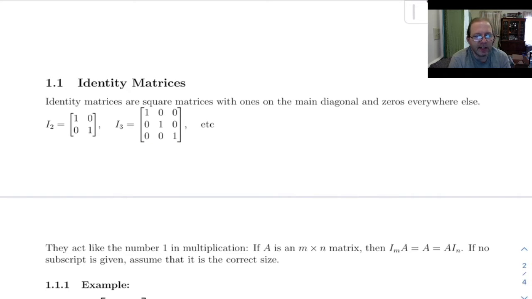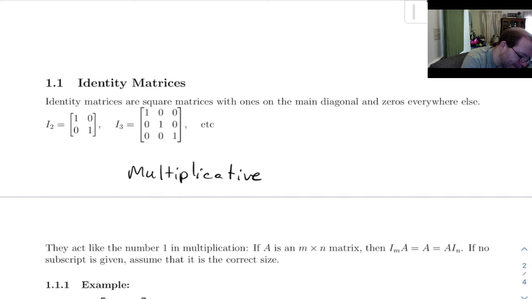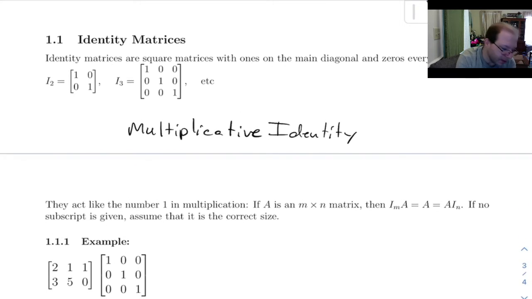Now the thing about identity matrices, they're just called identity matrices, but they're really the multiplicative identity. That means they act like one when it comes to multiplication. This down here says if A is an m by n matrix, then if you multiply A by Im on the front or In on the back, you just get A back.